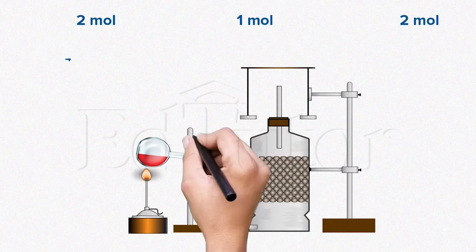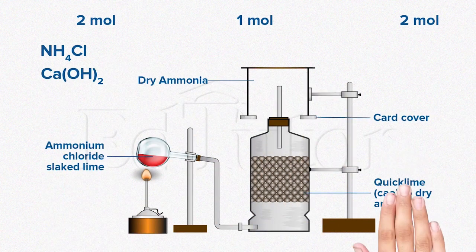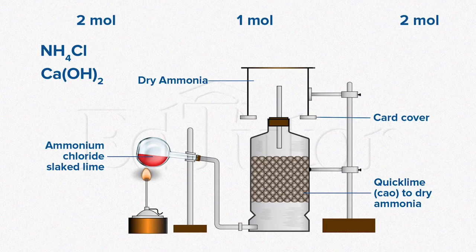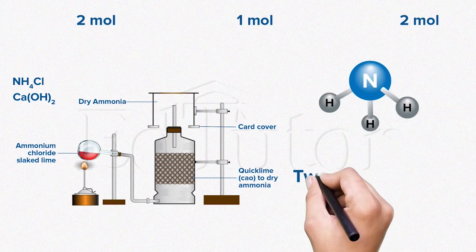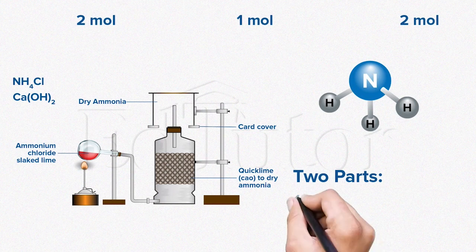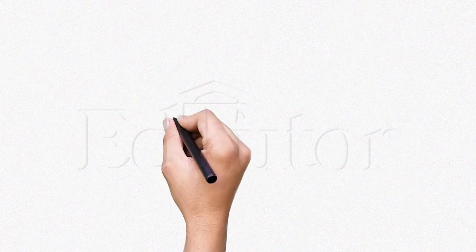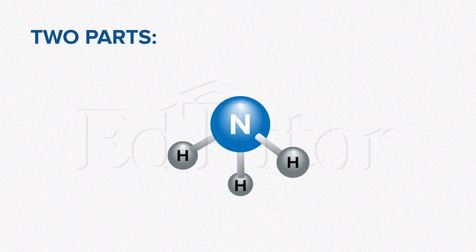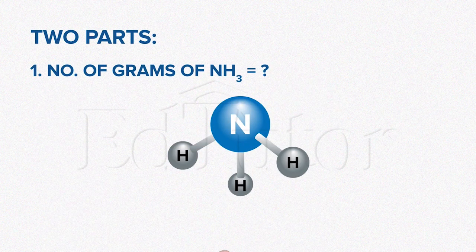The question says ammonia gas, which is NH3, can be prepared by heating together two solids, ammonium chloride and calcium hydroxide. If a mixture containing 100 grams of each solid is heated, then calculate the number of grams of ammonia gas produced. Also, calculate the excess amount of reagent left unreacted. As you can observe, this question has two parts. Let's talk about the first part first. That requires us to find the number of grams of ammonia gas produced.